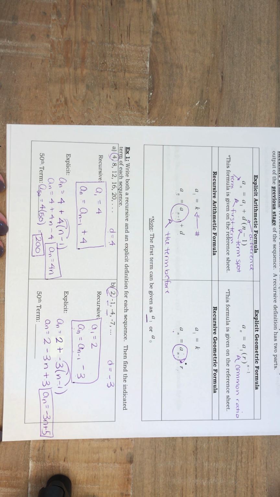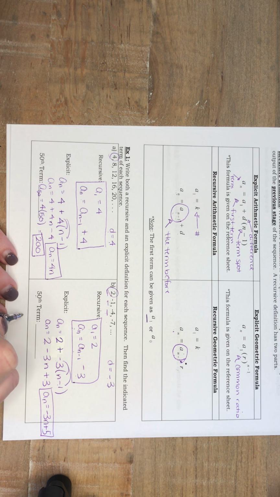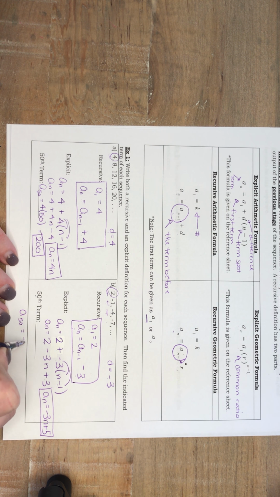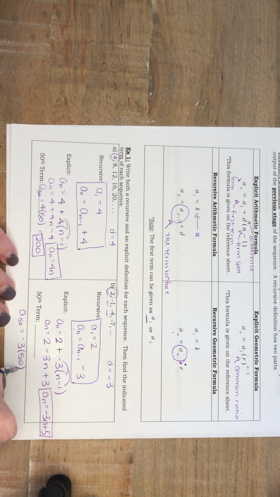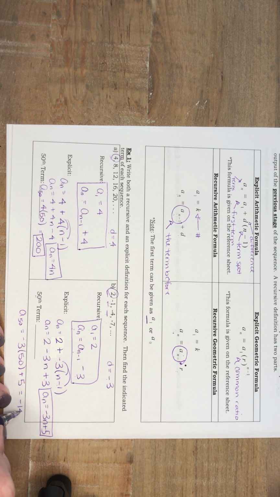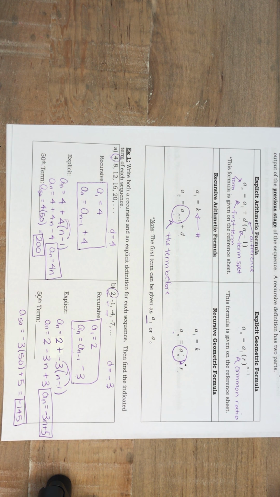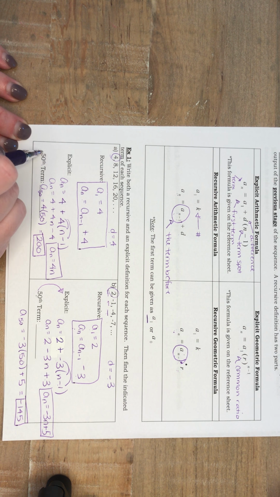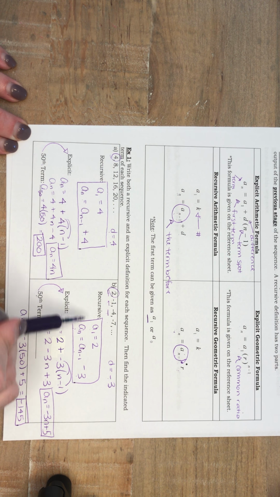Okay, so now I'm going to take my 50 and plug it in. So a sub 50 equals -3 times 50 plus 5. So I have -3 times 50, so -150 plus 5, so -145 is my 50th term. When they ask me for that 50th term or whatever term, I'm going to use the explicit to get that. Because if I use recursive, I'd be sitting here forever writing down the entire sequence.